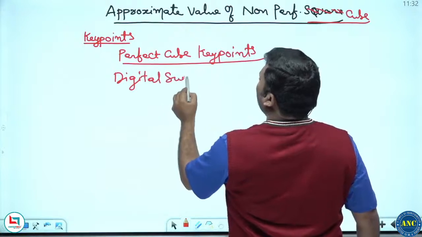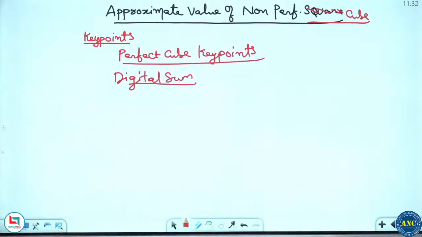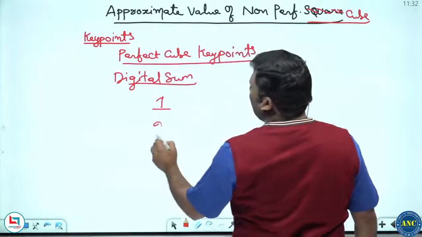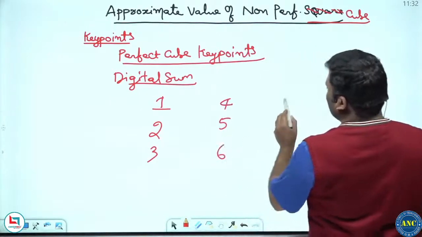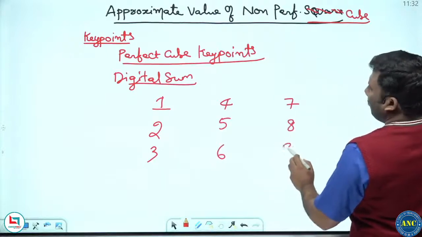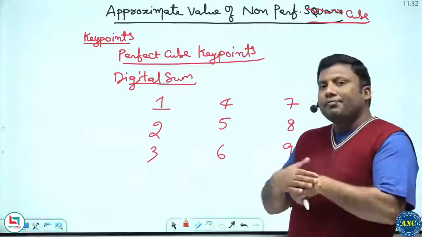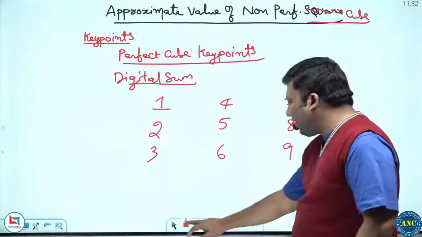Digital sum is defined as the sum of the digits until a single digit is obtained. 1, 2, 3, 4, 5, 6, 7, 8, 9. These are the possible digital sums of every number. What is a very important key point with respect to perfect cubes?